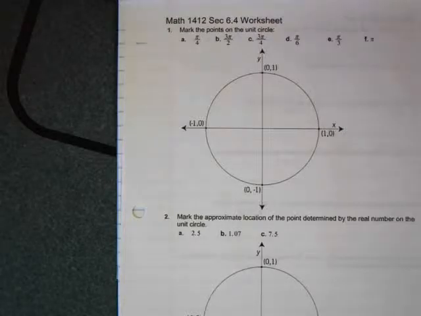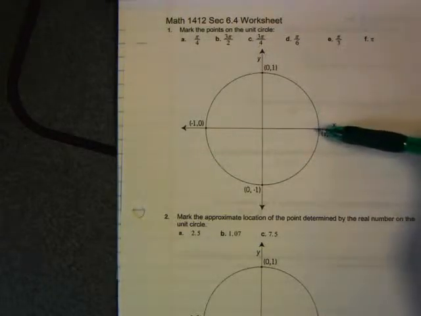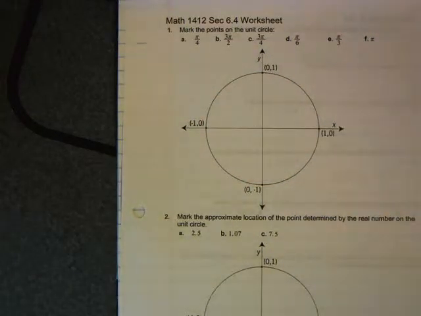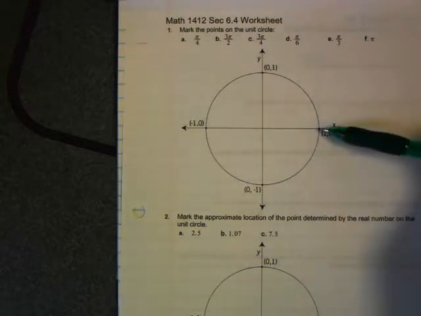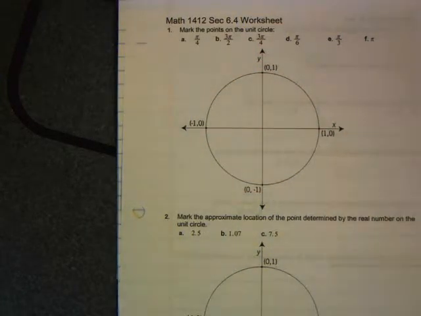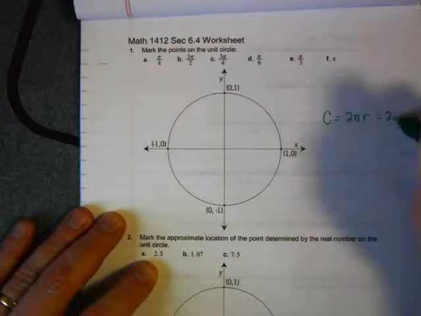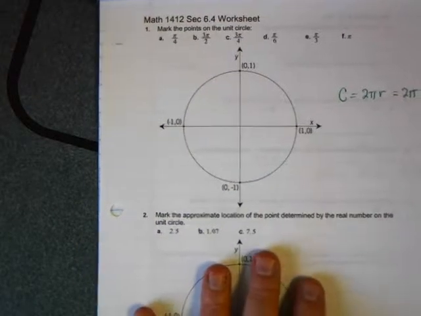If I were to start right here and walk all the way around that circle, how far would I walk? Nope, I'd walk further than that. What's that called? The distance all the way around the circle. Circumference. How do you find circumference of a circle? Pi r squared. Pi r squared is the area. How do you find circumference? Circumference is 2 pi r. So if I were to walk all the way around that circle, I would walk a distance of 2 pi.